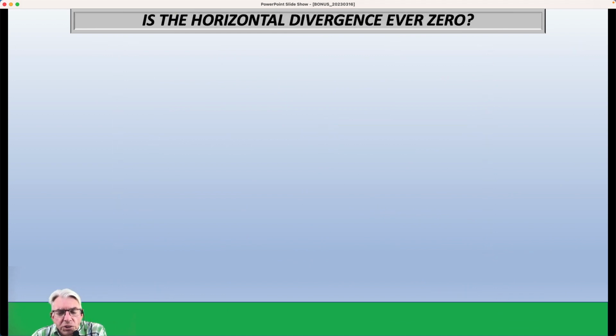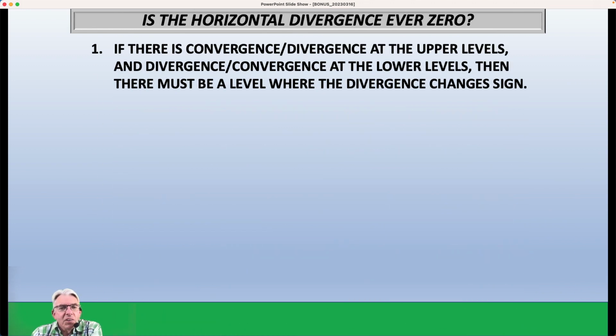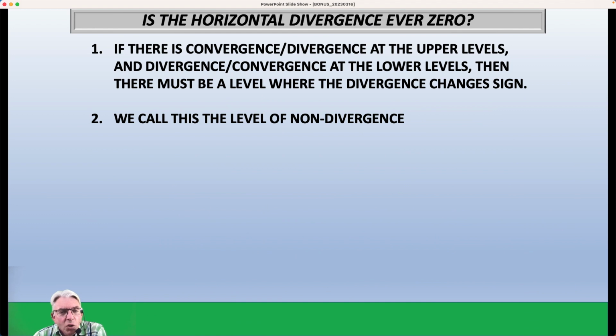So is the horizontal divergence ever 0? Well, if there is convergence or divergence at the upper levels and divergence or convergence at the lower levels, then there's got to be a place in between where the sign of the divergence changes from positive to negative or negative to positive. We call this the level of non-divergence.